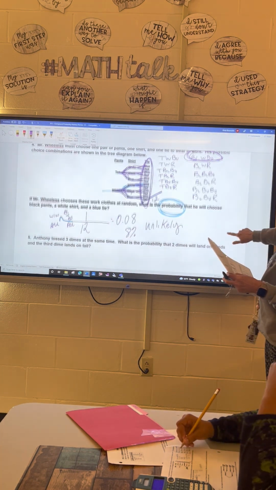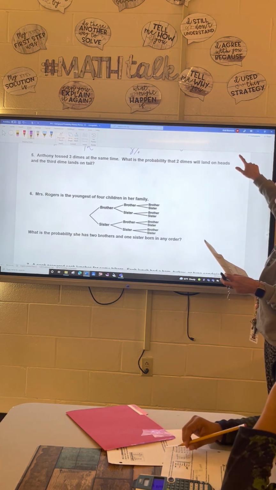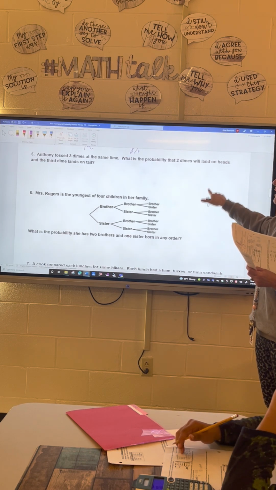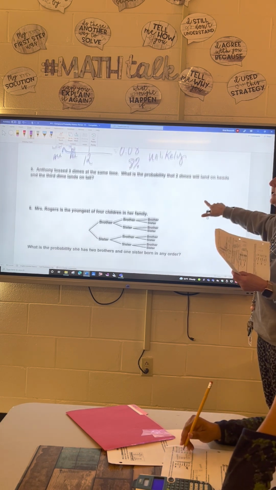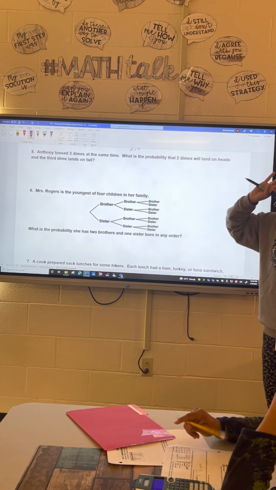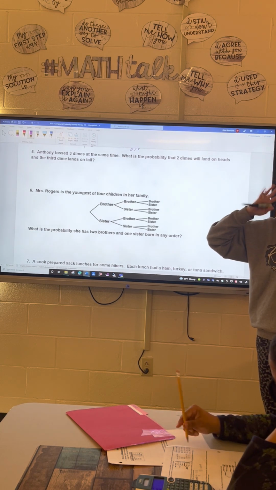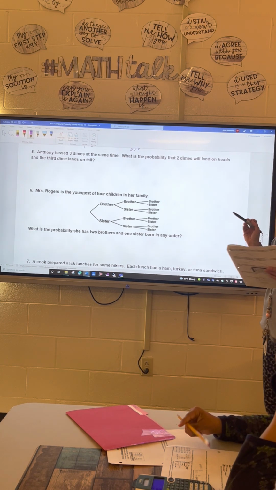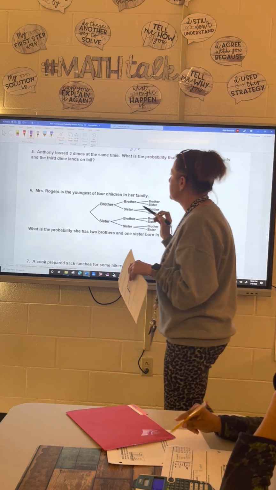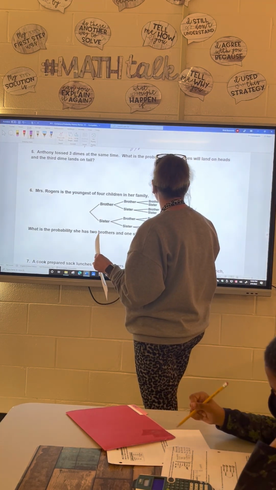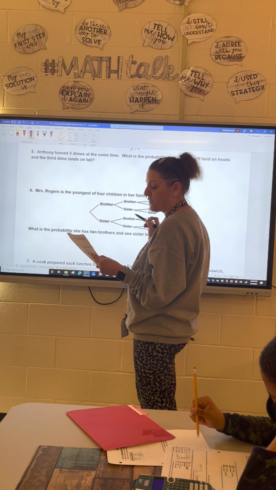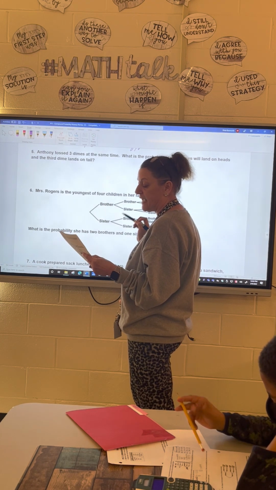All right, Anthony tosses 3 dimes at the same time. If you don't get something on here, remember, if you don't get it now, you can get it later. I'm going to post this key and I'm going to post the video so you'll be able to go back. Anthony tossed 3 dimes at the same time. What is the probability that 2 dimes will land on heads and the 3rd dime will land on tails?